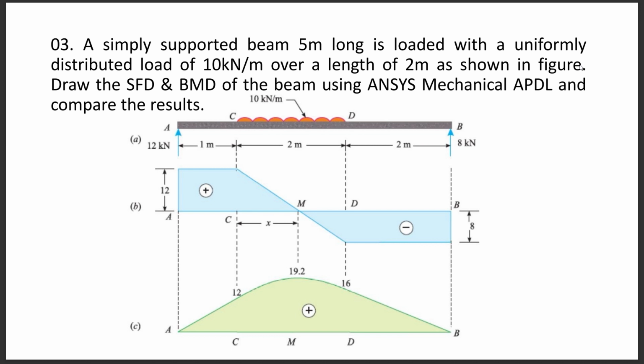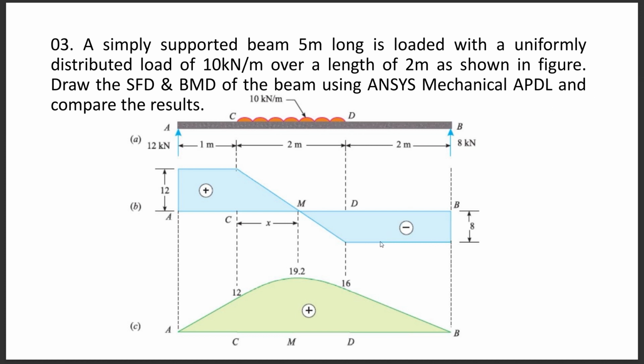Right? So the problem is given with a beam of total span 5 meter, and a uniformly distributed load of 10 kN per meter is provided at a distance of 1 meter from the left hand side, and its span is total 2 meter. We need to find out the shear force and bending moment diagram of the beam and compare them with the results.